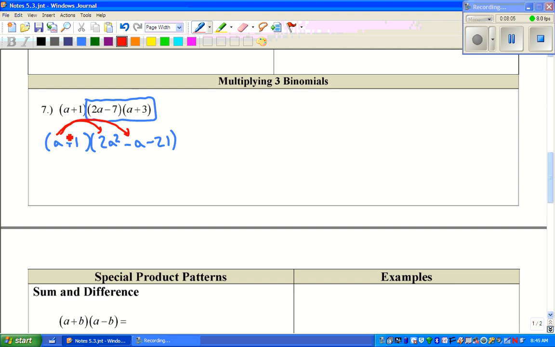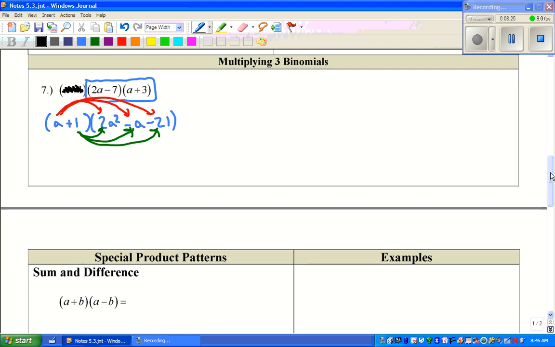I'd distribute, distribute, distribute, and then I would distribute again. Okay, so what you do is you go ahead and cross off the first one. You don't even use it. You just get rid of that, and you focus on the last two. Then bring that first one back in, and then go ahead and distribute again. Okay. So that's multiplying three binomials.